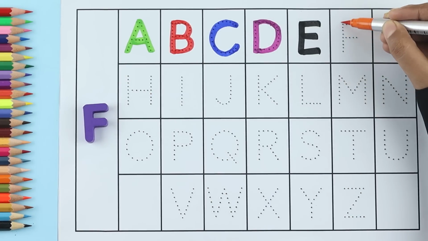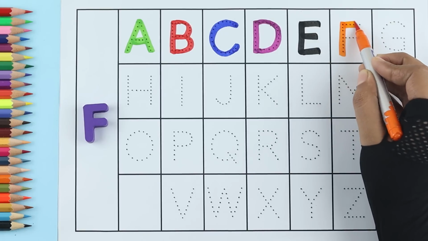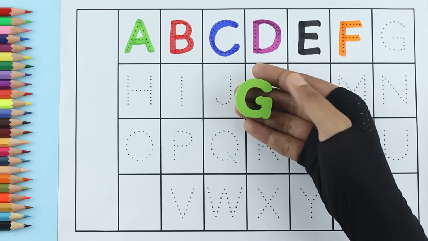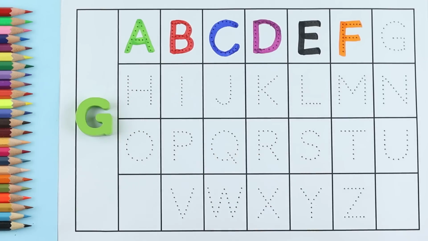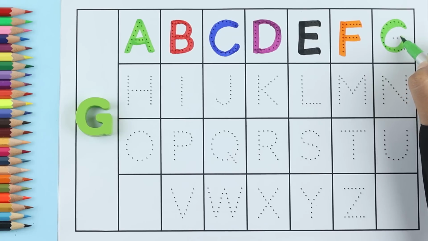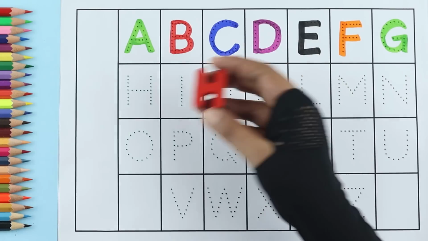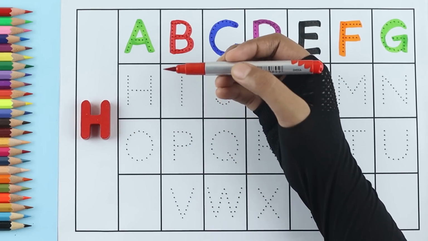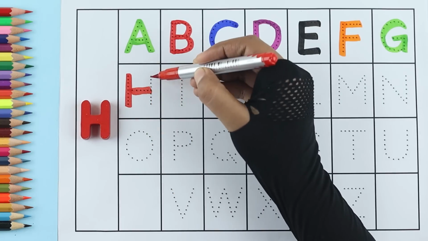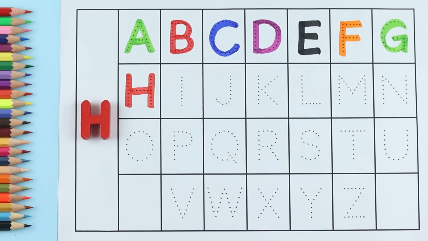Orange color. F. F for fish. G. Yellow green color. G. G for grapes. H. Red color. H. H for hen.